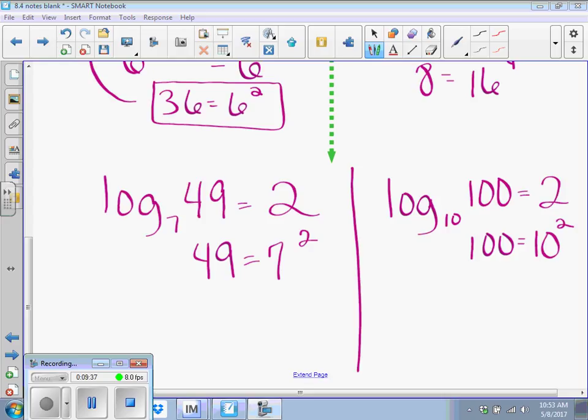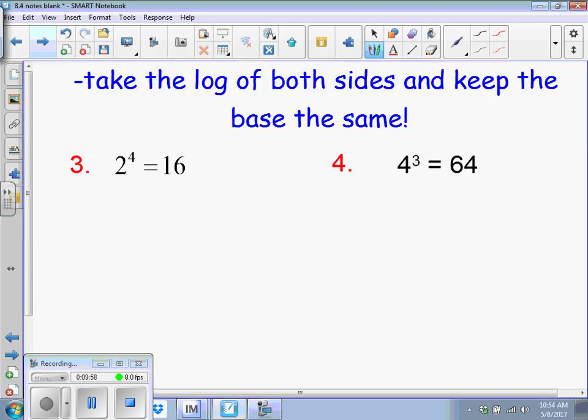Well, when we were given the log form, when we did the long way, we changed both the left side and the right side to exponential, correct? And so if we're given both sides in exponentials, what do you think we're going to do? Change both sides to log form, okay? That's what we'll do. So for number 3 and number 4, it wants us to take the exponential form and rewrite it in log form.